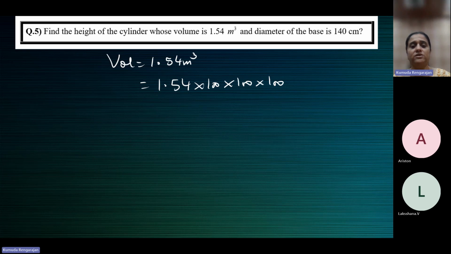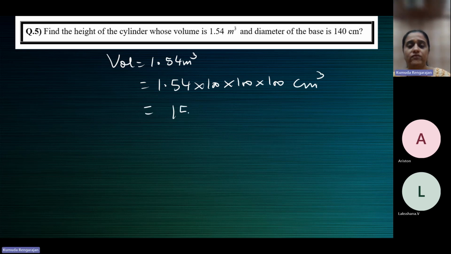To convert meter to centimeter, we need to multiply by 100. Meter cube to centimeter cube, do that 3 times. So into 100, into 100, into 100. Then it's converted to centimeter cube.